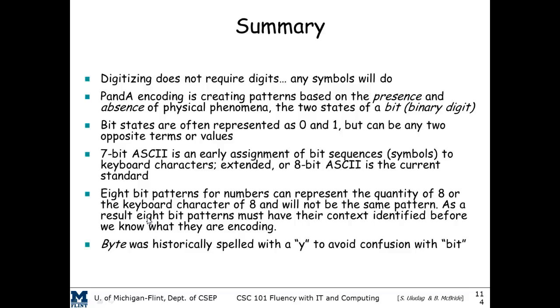7-bit ASCII is an early assignment of bit sequence symbols to encode keyboard characters. It was quickly extended to 8-bit ASCII so that it could encompass the encoding of more than just the English language. 8-bit patterns for numbers can represent the quantity of 8 or the keyboard character of 8, and they will not be the same pattern. As a rule, 8-bit patterns must have their context identified before we know what they are actually encoding. And finally, for trivia, byte was historically spelled with a Y to avoid confusion with the word bit.